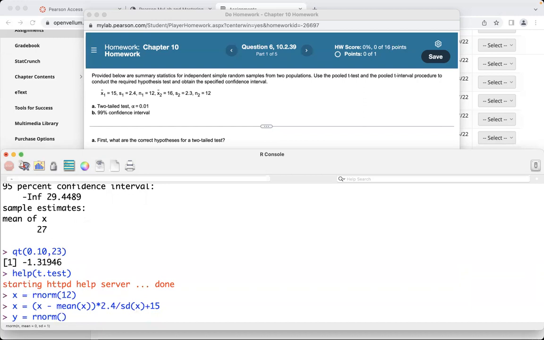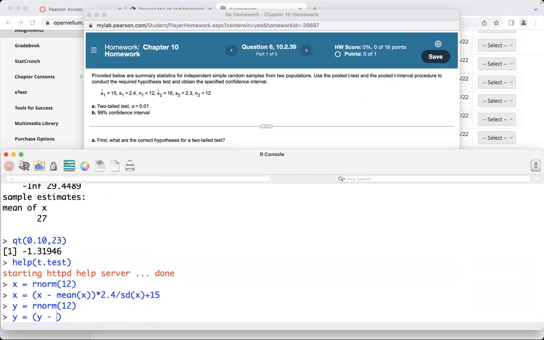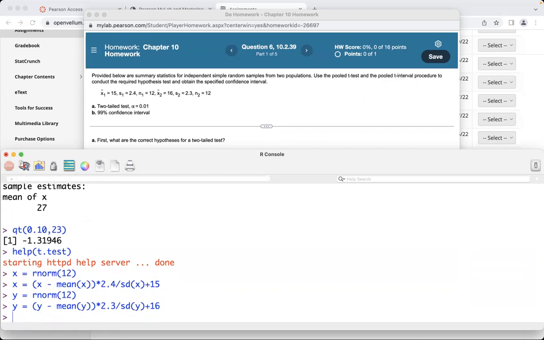Hopefully this is a really easy thing to do now. We also happen to have 12 values for y. We're going to subtract the mean from y, multiply by 2.3 and divide by the standard deviation that we have, and then add 16. And now x and y are our two values that we want.